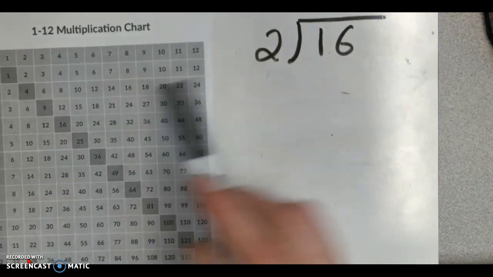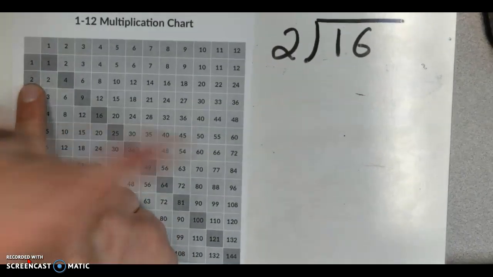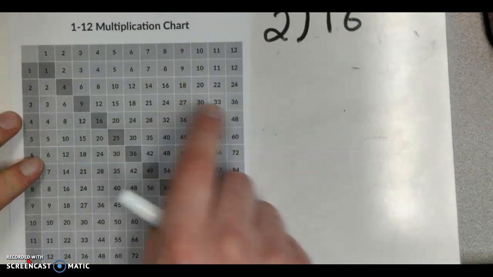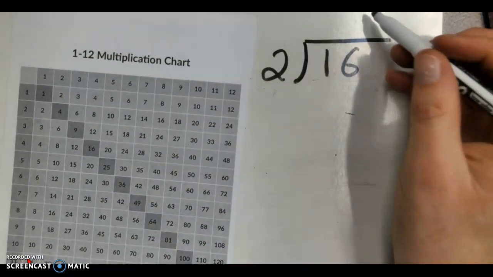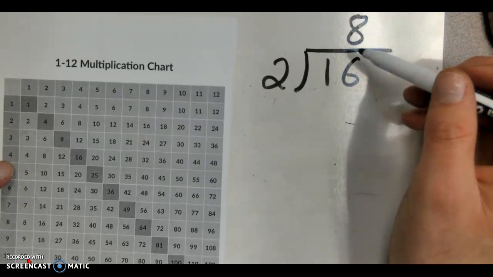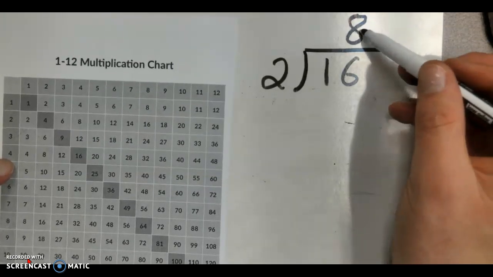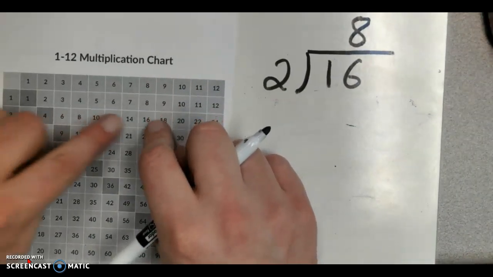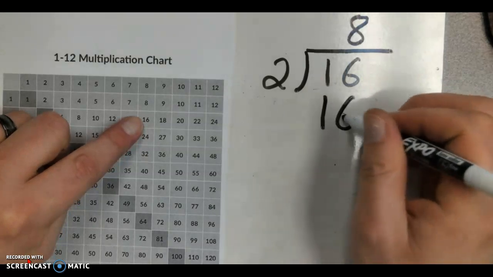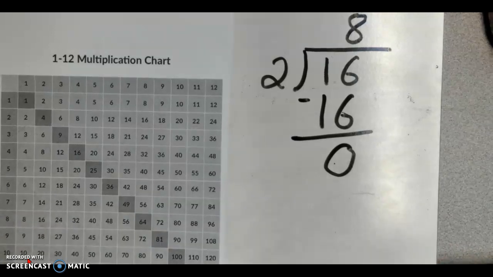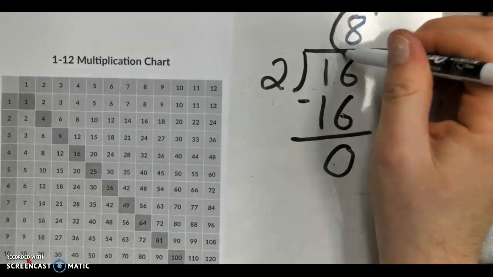I go to my 2. Oops, my camera's even blurry. There you go. I go to my 2. I look for 16. It takes me 8 times. When I write my answer, I write it above the 6. Because that shows me, hey, I didn't just go to 1, I did the whole 16. I do 8 times 2. That gives me 16. I subtract them. It gives me 0. I have no remainder. Okay, so my answer is just 8.